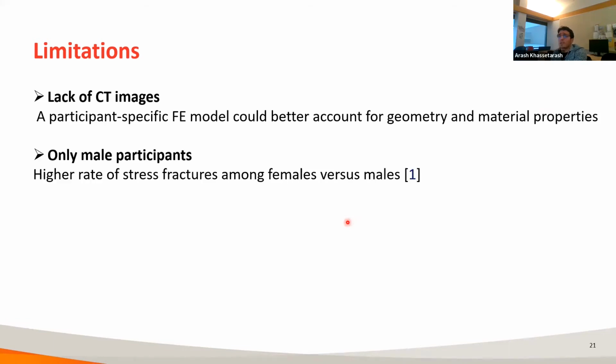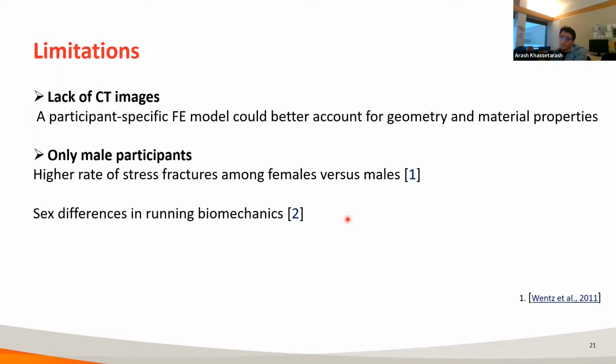We only recruited male participants in this study, while the epidemiological studies have shown that there's a higher rate of stress fracture among female versus male runners. And although there are some sex differences in running biomechanics, for example, in knee joint moments or patellofemoral contact forces, the changes in, for example, patellofemoral contact force are not different between the 2 sexes, at least based on this last study.